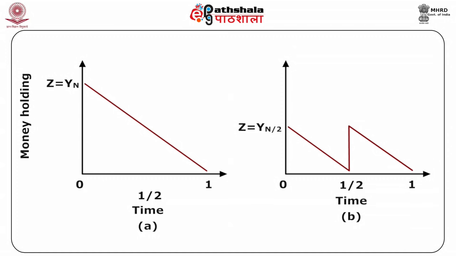In the first case, the average money holding during the month is YN divided by 2. And in the second case, the average money holding during the month is YN divided by 4. More generally, if there are N visits to the bank with equal sized withdrawals, then the average money holding during the month is YN divided by 2N.